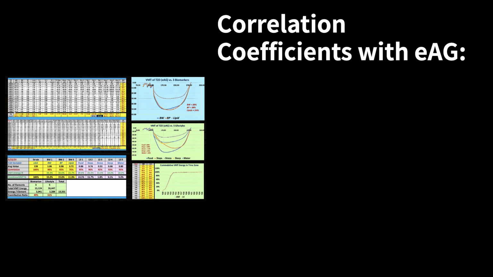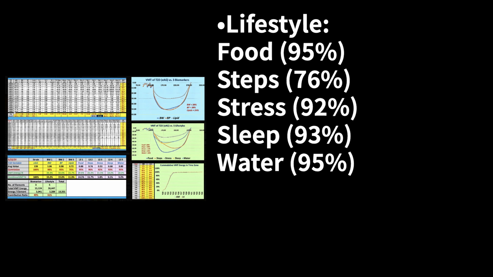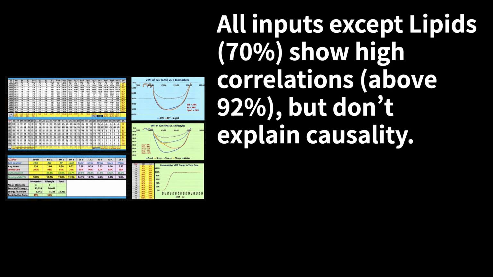Correlation coefficients with EAG. Biomarkers: BW, 98%; BP, 93%; lipids, 70%. Lifestyle: food, 95%; steps, 76%; stress, 92%; sleep, 93%; water, 95%. All inputs except lipids, 70%, show high correlations, above 92%, but don't explain causality.